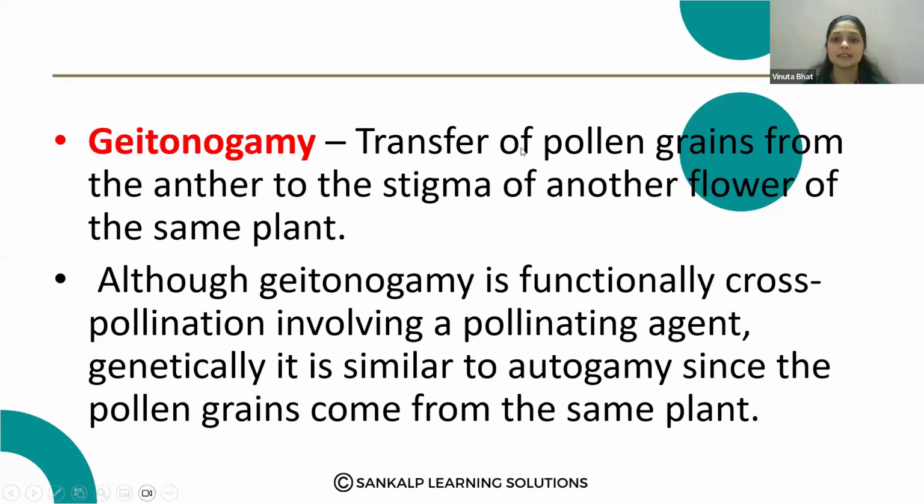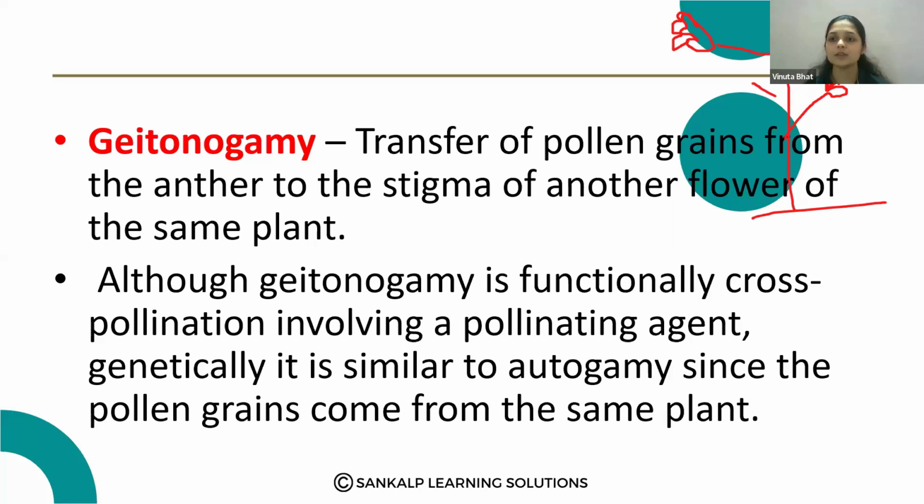Geitonogamy means, so you know the meaning of autogamy. Geitonogamy means transfer of pollen grains from the anther to the stigma of another flower of the same plant. Just imagine, this is the plant. There is a flower, and this is another flower. Just imagine, these are the flowers.